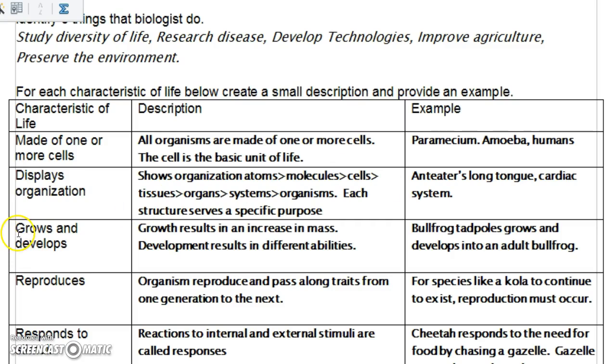Second one is growth and development. And we know that growth causes us to increase in mass and in size. And then your development results in different abilities as you age. So that would be, once again, tadpoles developing into adult frogs. They're increasing in size, and then they've also got different abilities. Reproduction. Remember that can be sexual or asexual. They're going to reproduce and pass along traits from parent to offspring.